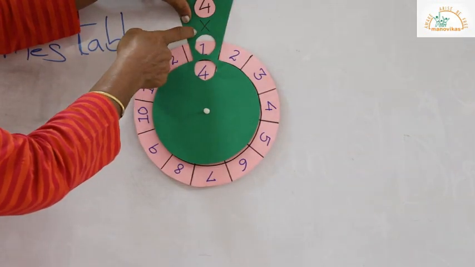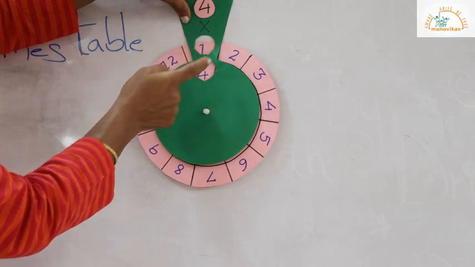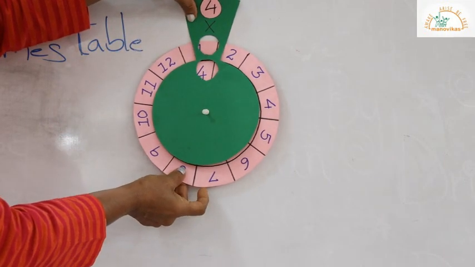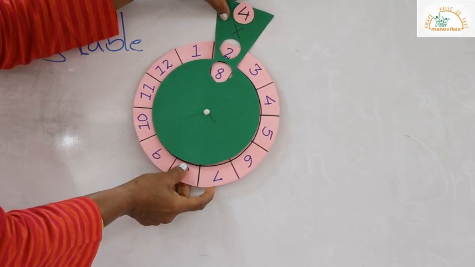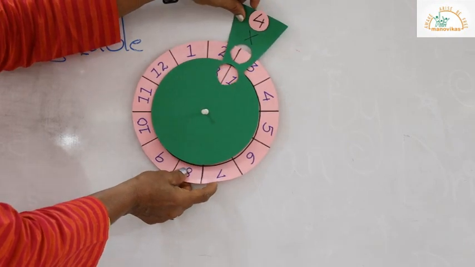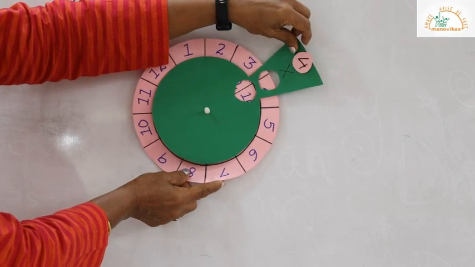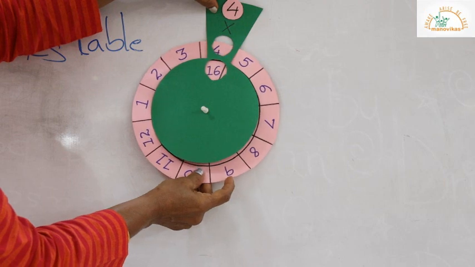4 into, this is a multiplication sign, number 1. So 4 into 1 is 4. Let's see what 4 into 2 is equal to. So 4 into 2 gives us 8. So 4 twos are 8. 4 threes are 12. 4 fours are 16.